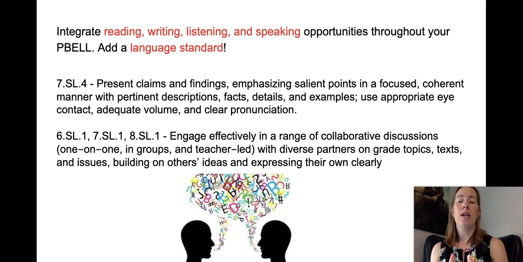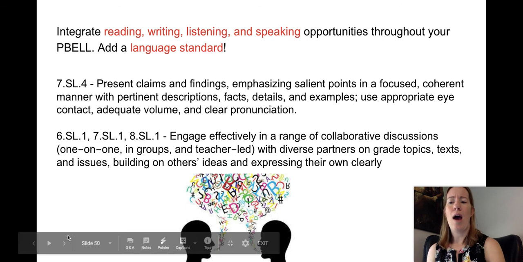So for this particular lesson, we chose speaking and listening, which is a great place to start. Talking about presenting claims and findings and emphasizing salient points. That's exactly what we're doing right in this conversation. And then also just want to support that collaborative conversation that we want to hear with our students.